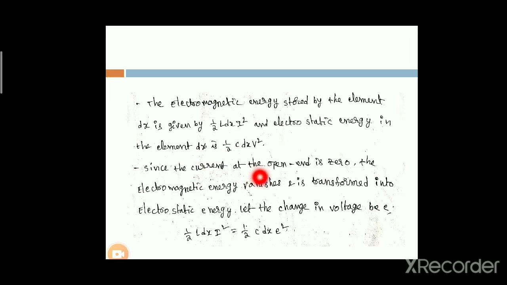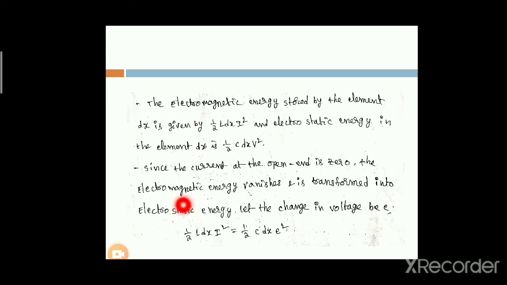Since the current at the open end is 0, the current at the open circuited transmission line is equal to 0. Therefore the electromagnetic energy vanishes and is transformed into the electrostatic energy. At the open circuited end the current is 0, so the electromagnetic energy is equal to the electrostatic energy.